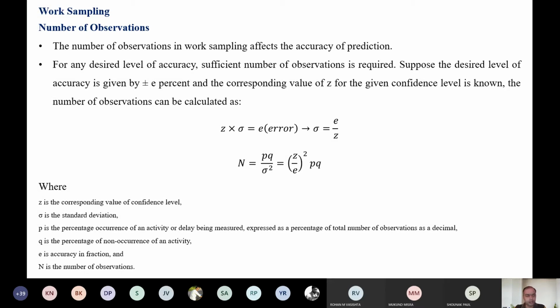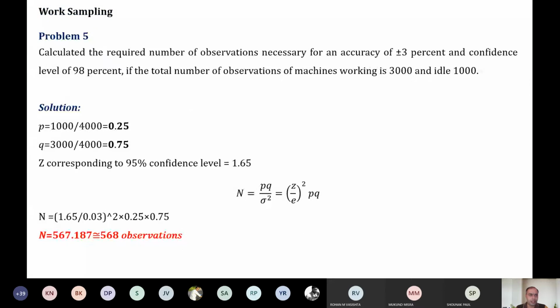I hope you're noting down the formulas. Can you move to the next slide? Yes, yes. Okay, thank you.